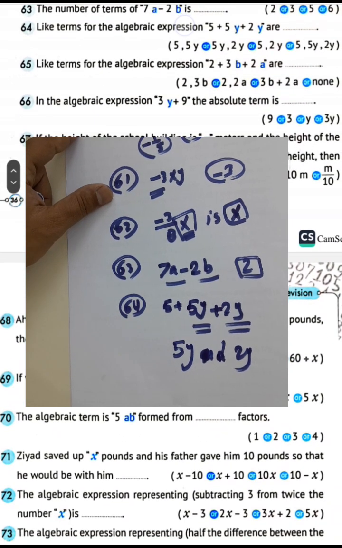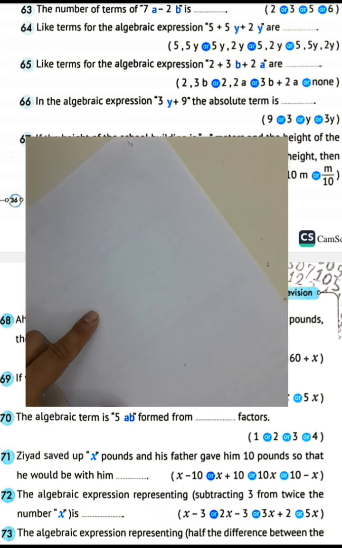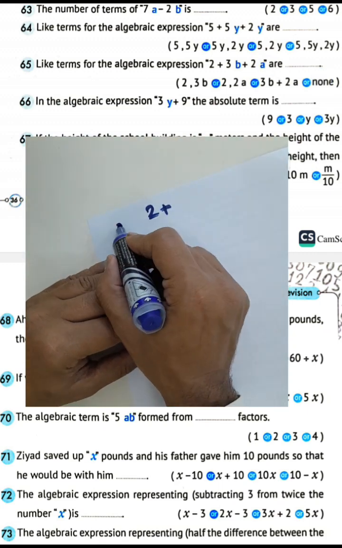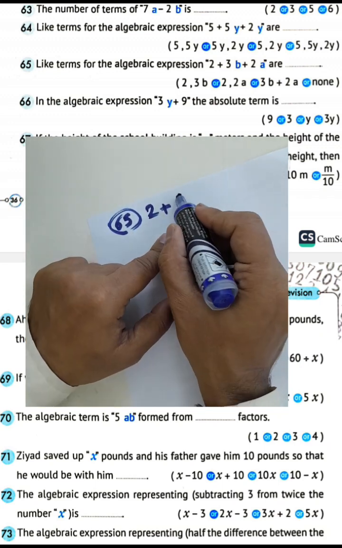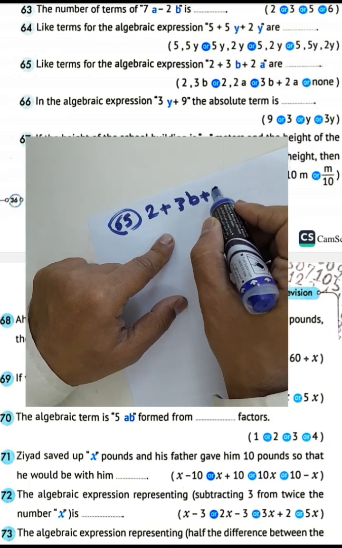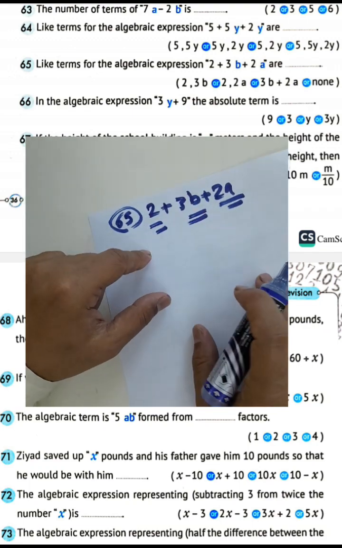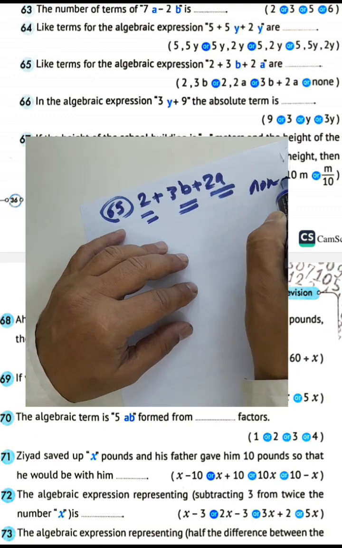Question 65. Like terms in the algebraic expression 2 plus 3b plus 2a. We don't have like terms here. 2 plus 3b plus 2a, it will be none. We don't have any same term, so we must write none.